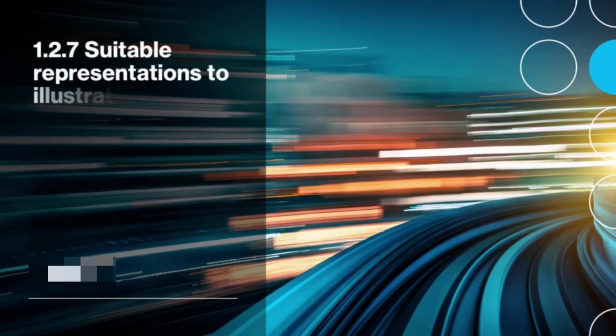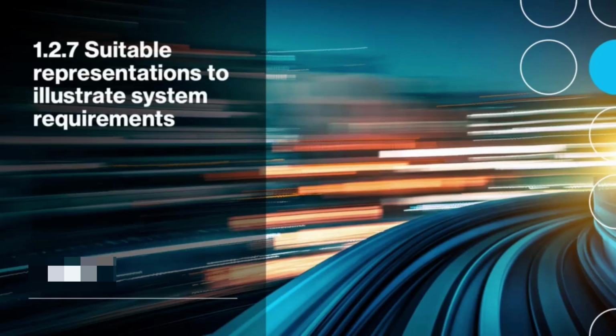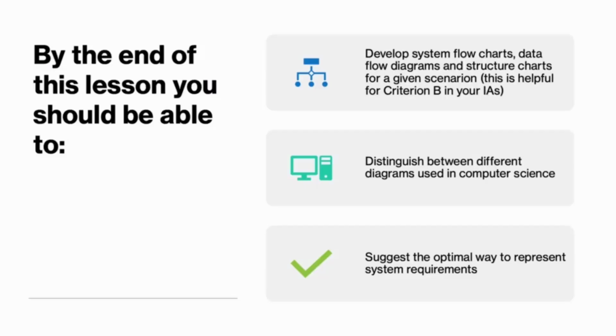Hello. Today I'll be going through 1.2.7 Suitable Representations to Illustrate System Requirements. By the end of this lesson, you should be able to develop system flowcharts, data flow diagrams, and structure charts for a given scenario. So this is very helpful for your IAs, in particular Criterion B, as you should be using these tools to design your program.